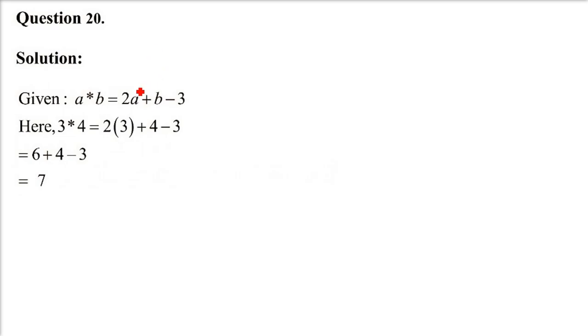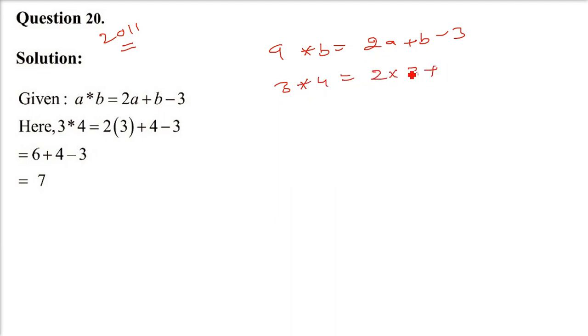So the previous question was 2009. Now this is CBSE 2011. Let star be the binary operation on the set of integers I defined by A star B equals 2A plus B minus 3. Find the value of 3 star 4. Put A as 3, B as 4. 2 into 3 plus 4 minus 3, that is 10 minus 3, that is 7. This is the final value.